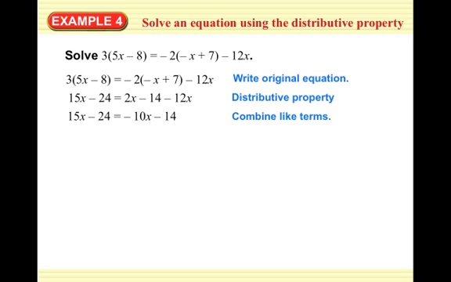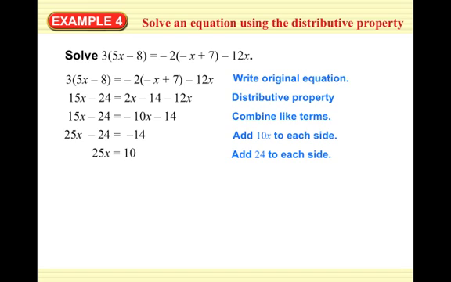Now we want to start gathering up our x terms on one side and our plain number terms on the other. So I'm going to add 10x to each side, and that's going to give me 25x minus 24 equals negative 14. And now I'm going to add 24 to both sides, and that's going to give me 25x equals 10.